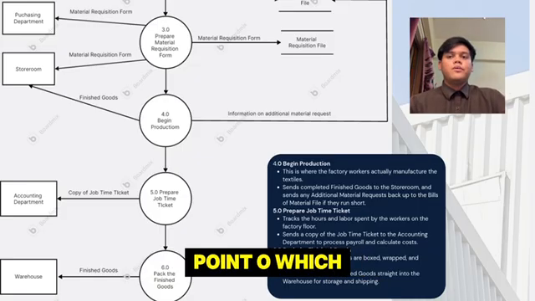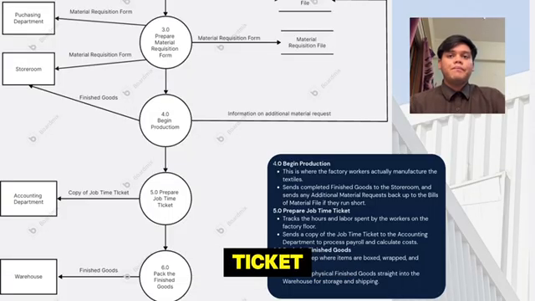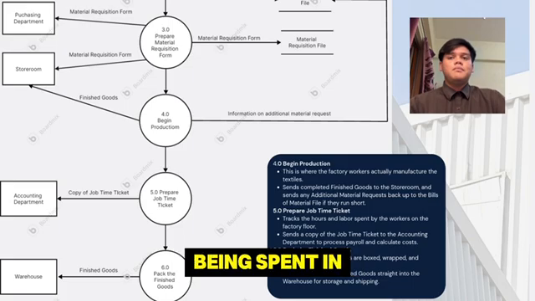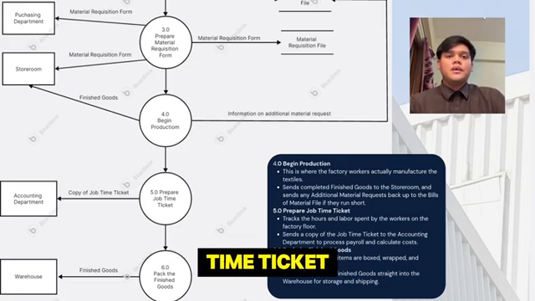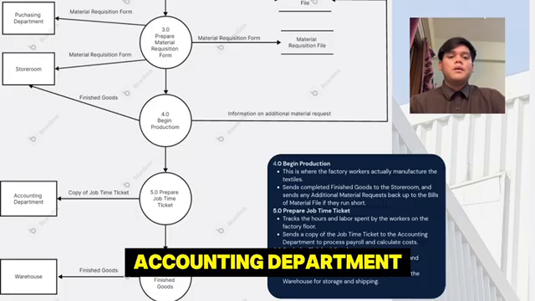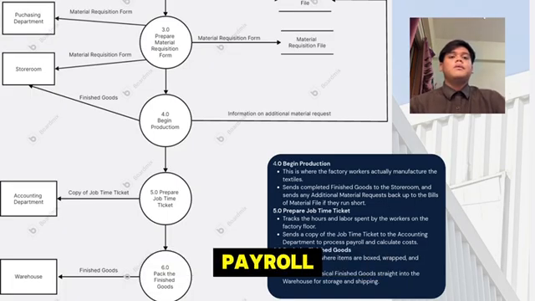Next is 5.0, which is prepare the job time ticket. This is to track how much time and labor are being spent in making the goods. The information is put on a job time ticket and a copy is sent to the accounting department to calculate labor cost and handle payroll.